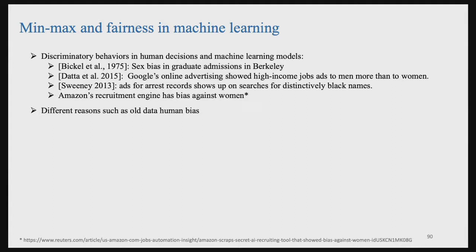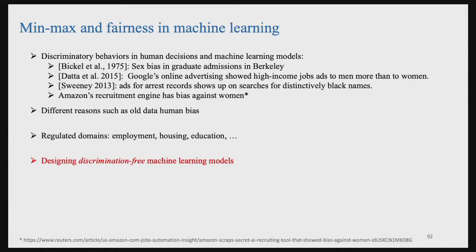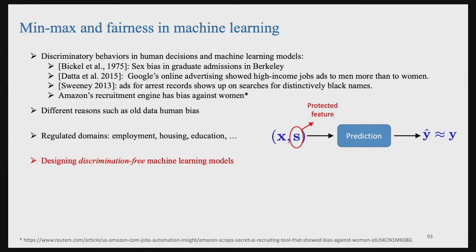And there are not only ethical reasons; we also regulate domains such as employment and housing, so we should have fair acts. And we want to have discrimination-free machine learning models. Mathematically, we have an input random variable X and S, where S is a protected feature, such as gender or race. And you want a model, say a neural network, that uses this input and gives you a prediction, y hat, which in your training looks like the real y. But at the same time, you do not want to have bias against these protected features, such as race or gender.